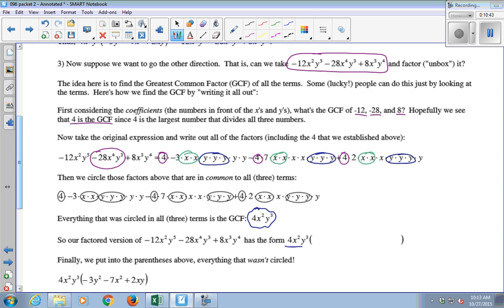And then we have to look at what's left, what was not circled. Okay. So in this first term, this is my first term all the way to the subtraction sign. The things that were not circled were a -3.